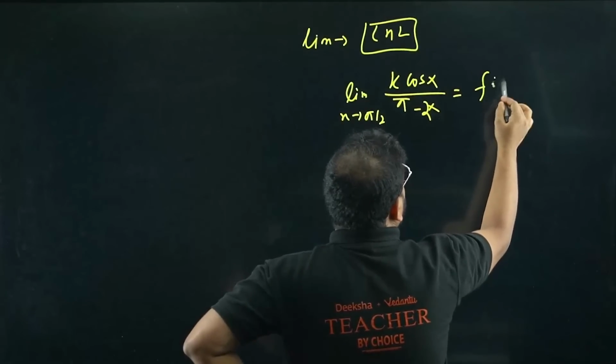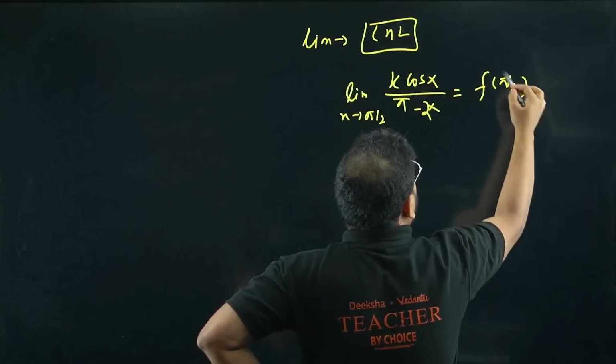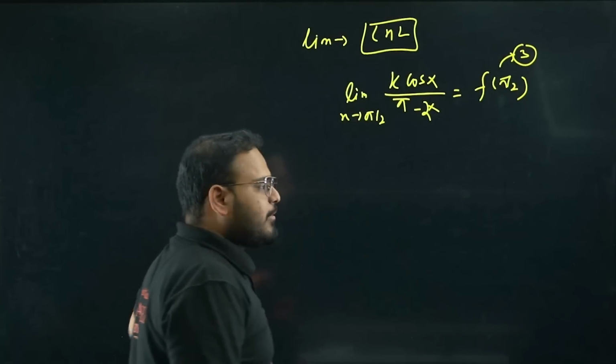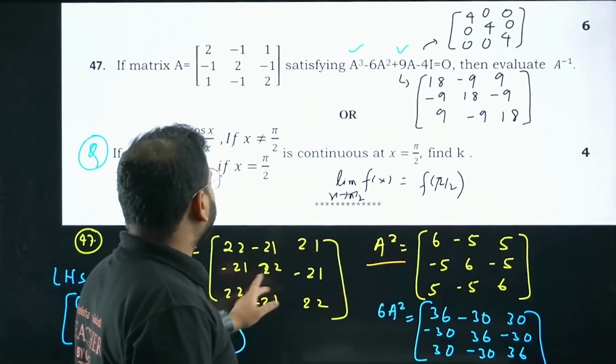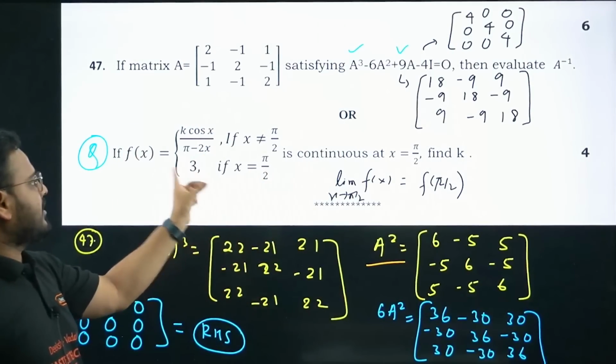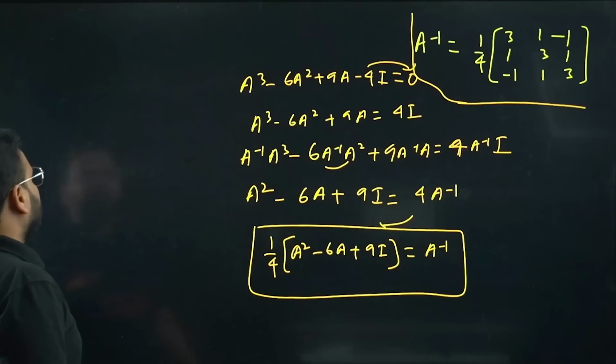be equal to f of pi by 2. This is not a problem. It is given as 3. Please check. F of pi by 2 is given as 3. The function value at pi by 2 is 3. That's not a problem.